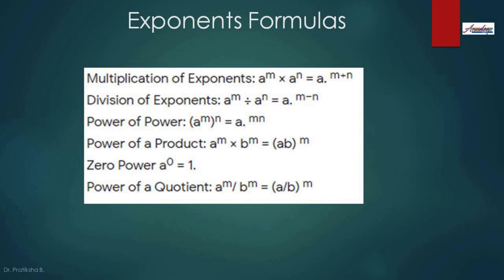Power of product. When you have two different terms with the same power, like a raised to m into b raised to m, it will be ab, that is a into b, whole raised to m. Zero power. a raised to 0 equals 1. It implies any number raised to 0 is always equal to 1. Power of quotient. a raised to m upon b raised to m. Again, with two numbers having the same power, it will be equal to a by b, whole raised to m.